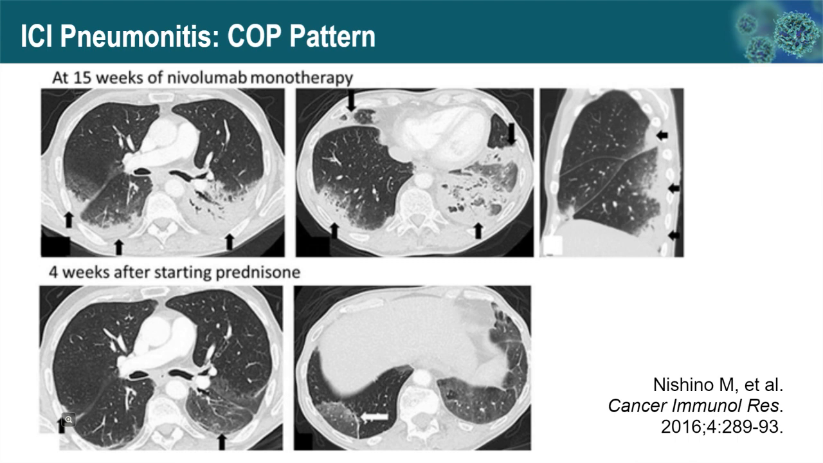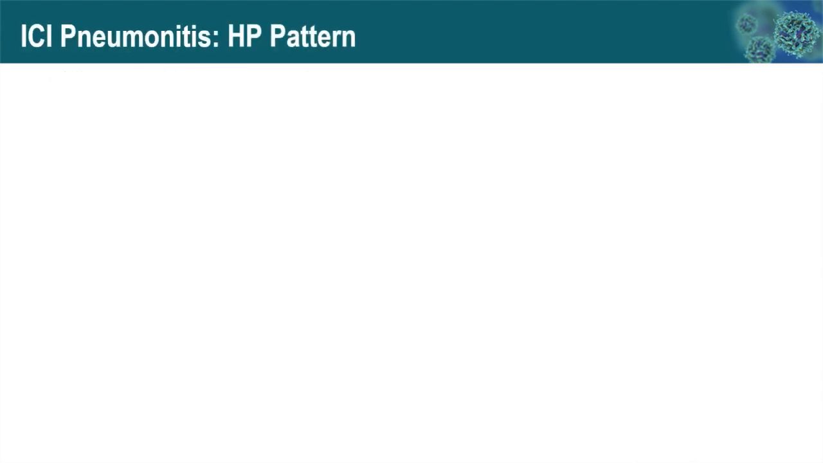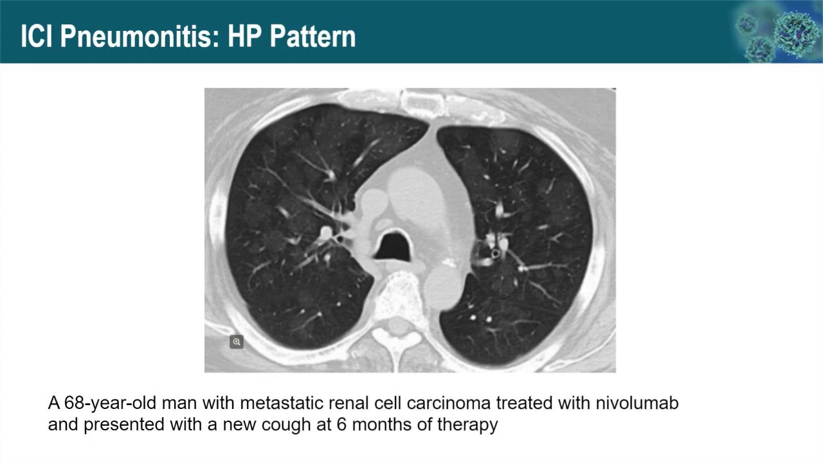But of course, the differential diagnosis here is infectious pneumonia, and for that, you do need a dialogue with the clinical provider to exclude the possibility of infectious pneumonia. And in this case, based on the imaging and clinical findings, the diagnosis of ICI-related pneumonitis was made, and the patient was treated with prednisone. After 4 weeks, CT scan showed marked decrease of these consolidative opacities, showing a good response to prednisone. Another pattern is the HP pattern, or hypersensitivity pneumonitis pattern, where you see those bilateral ground glass opacities that are often in centrilobular distribution, which may be accompanied by air trapping.